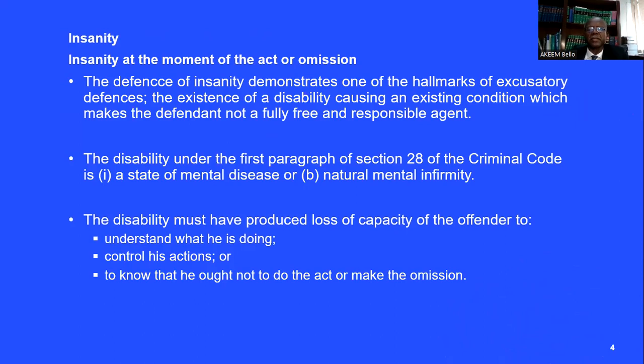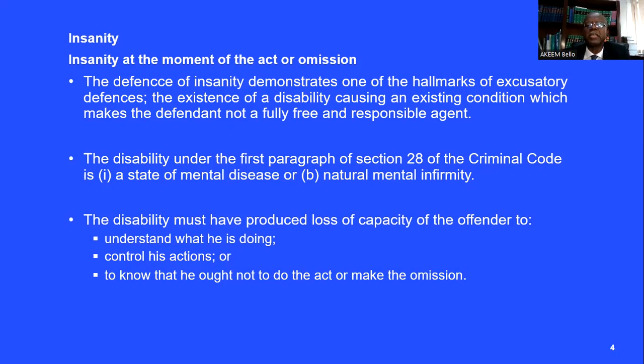Now, the first aspect of the defense of insanity that we'll look at today is insanity at the moment of the act or omission. The defense of insanity demonstrates one of the hallmarks of excusatory defenses: the existence of a disability causing an existing condition, which makes the defendant not a fully free and responsible agent. If you remember, when we were looking at general principles governing excusatory defenses, we said that one of the hallmarks is that there is an existing disability suffered by the defendant. And this disability causes an existing condition. And the effect of that condition is that the defendant is not a fully free and responsible agent.